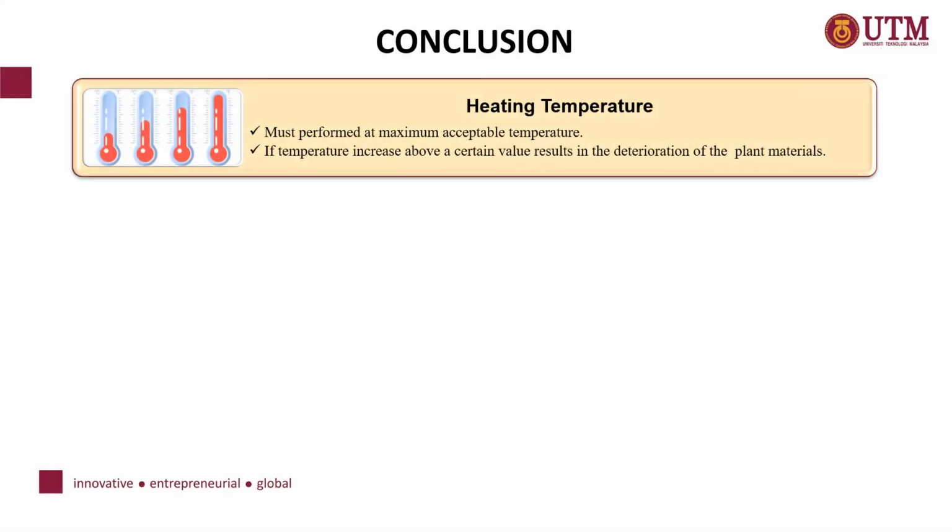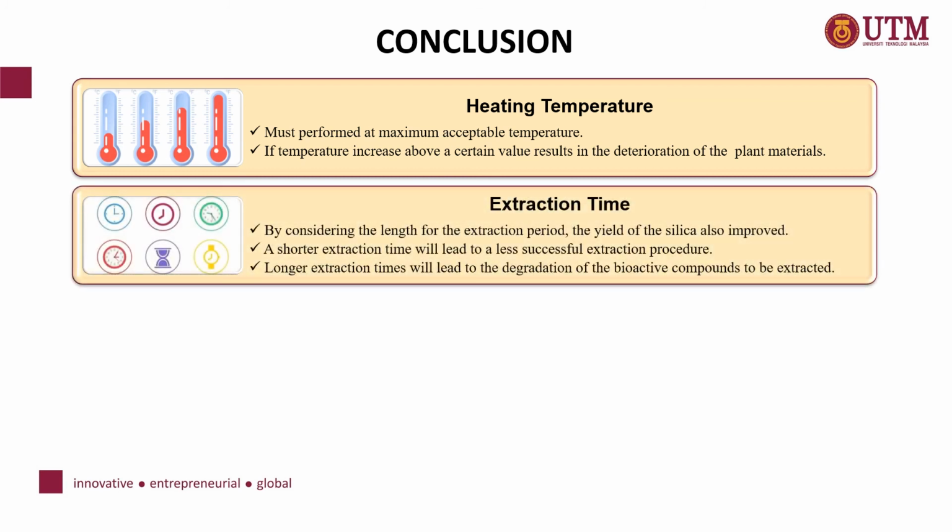For conclusion, firstly, the extraction temperature is one of the most significant parameters influencing subcritical water extraction efficiencies. This method must be performed at the maximum acceptable temperature. It should be noted that increasing the temperature of the extraction above a certain value results in the deterioration of the plant materials. Next, the extraction time gives a significant result to the yield of amorphous silica.